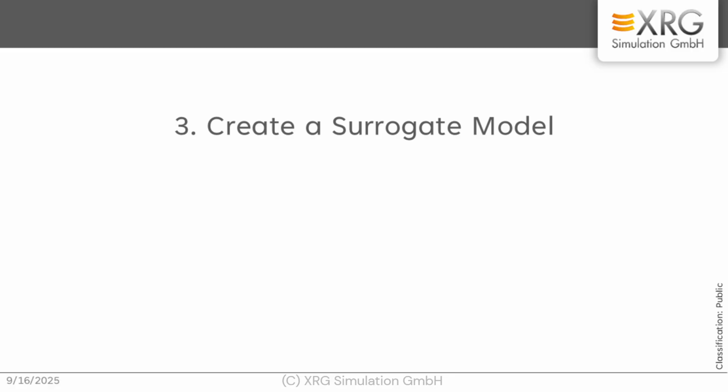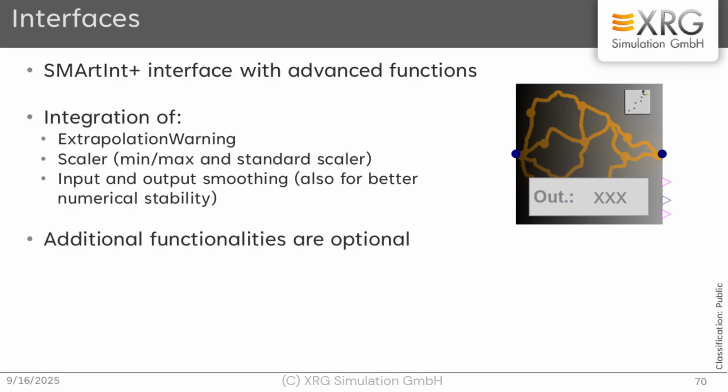For this surrogate model, we directly use the interface blocks of SMArtInt Plus. As we've seen before, there's already this extrapolation warning inside of it. These interfaces also have scalars included. We don't need them right now because we already have scalars inside of our neural network. But sometimes you scale your data manually, or you have a network where it is done outside of the training, then you can apply some scalar here.